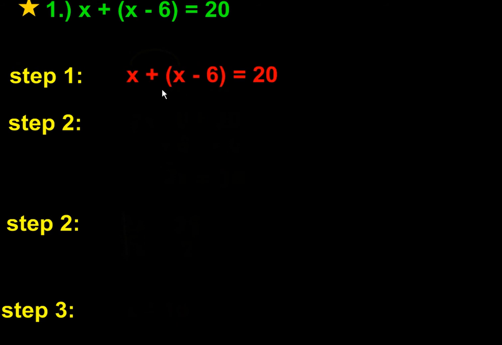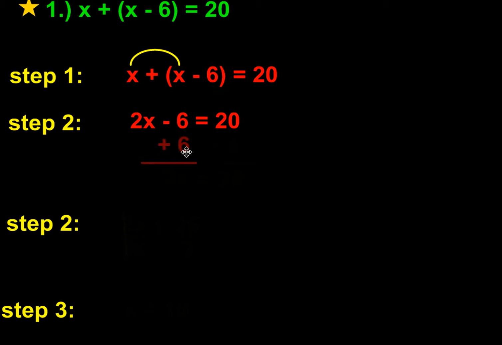Now we need to make sure that we combine the like terms. In this case we have x's, and so we can do that and eliminate the parentheses. So let's combine those two like terms, the two x's. Our minus 6 comes down and our equals 20 still comes down. Now we want to isolate this x. We can start by removing the 6.